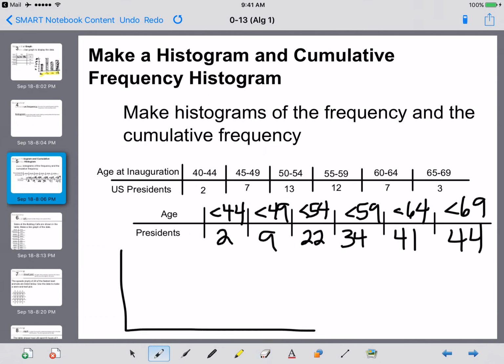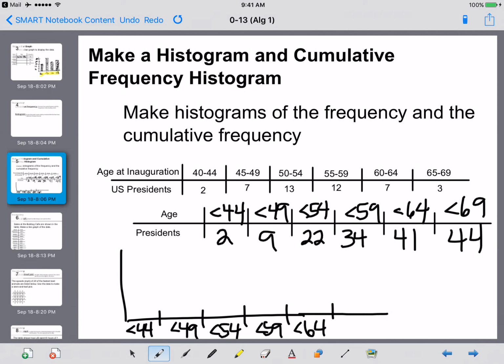So we've got our graph. Oops, I didn't leave any room for a label there. Here we've got less than 44, less than 49, less than 54, less than 59, less than 64. And like I said, I expect your graphs and charts to look way nicer than mine. And now I need to get up to 45, so I'm going to count by tens. 10, 20, 30, 40, 50 up here.